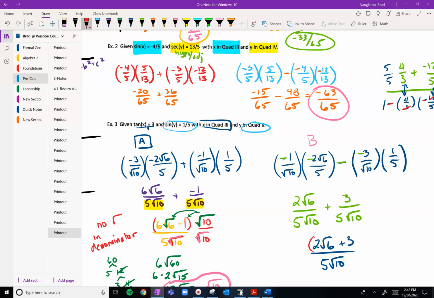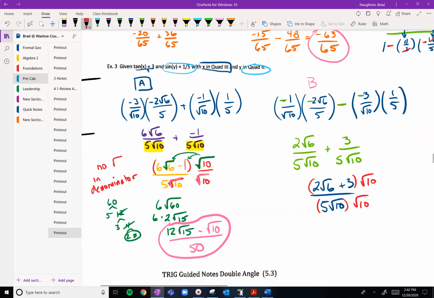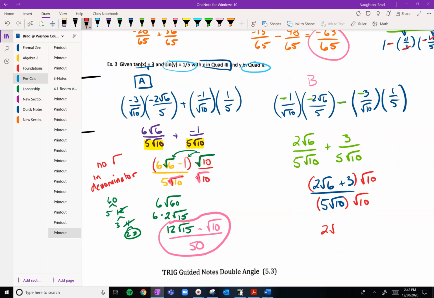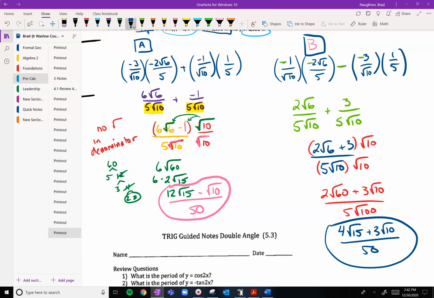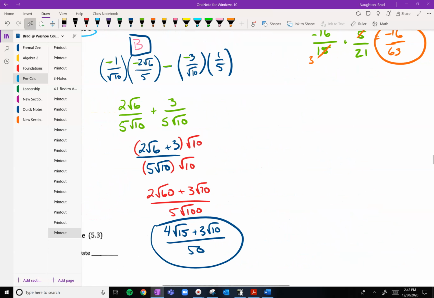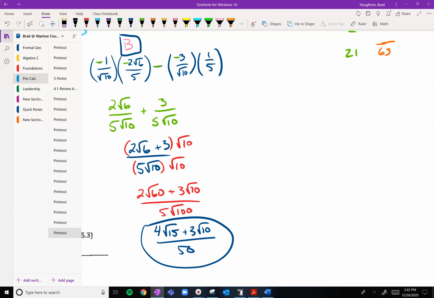Now we need to rationalize. So we're going to multiply everything by root 10. So it's going to be 2 root 60 plus 3 root 10 over 5 root 100. And then when we do all of our factor trees, we're going to go ahead and get you a 4 root 15 plus a 3 root 10 over 50. Boom shakalaka. Alrighty, so B's done. We're last to C, and then we're out of here. Erase this so I can just put it on one line here.